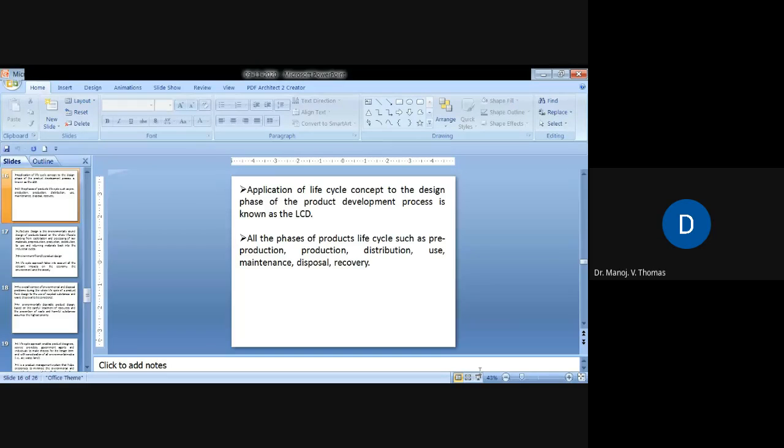So these are the various stages through which a product goes: pre-production, production, distribution, use, maintenance, disposal, recovery. All these phases, all these stages, your product goes through, your software product or hardware product. Then in every phase, the effect on the environment is considered. So that is the life cycle design.